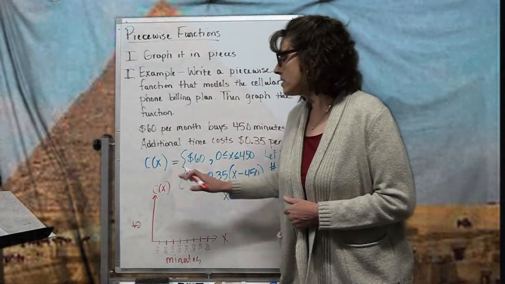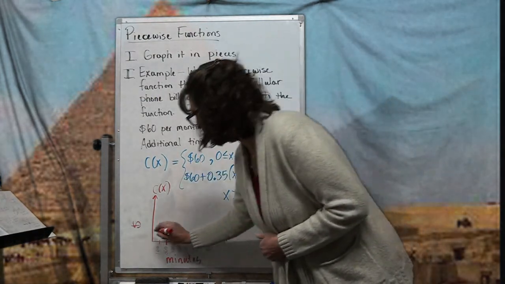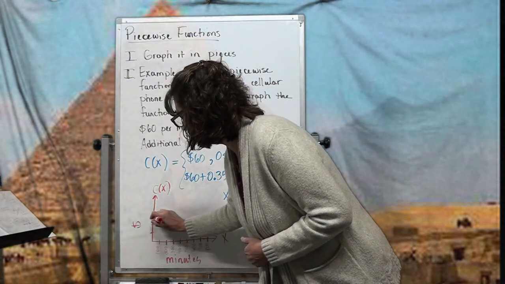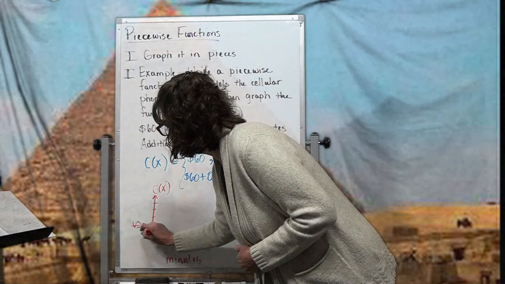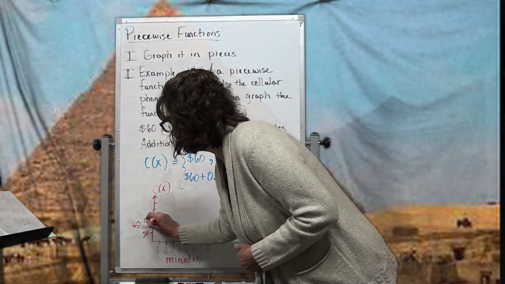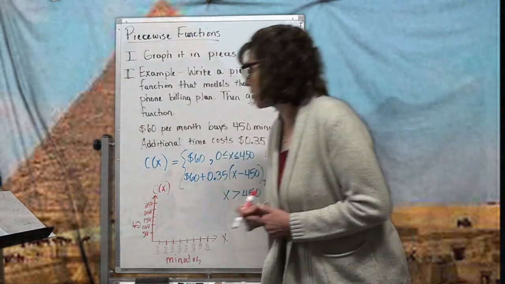Now, my cost here starts at $60, so instead of making each one of these 1, maybe I can make each one of these 50. So here's $50, 100, 150, 200, 250, and so on.